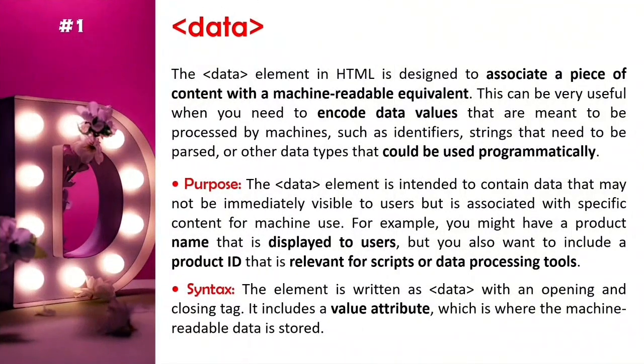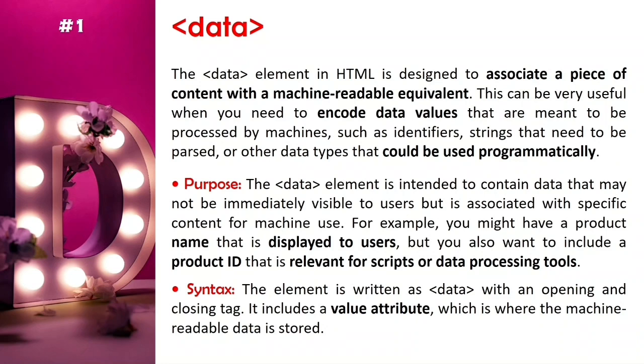So first up, we have the data element. The data element in HTML is designed to associate a piece of content with a machine-readable equivalent. This can be very useful when you need to encode data values that are meant to be processed by machines, used programmatically. So that's where this element can be used.